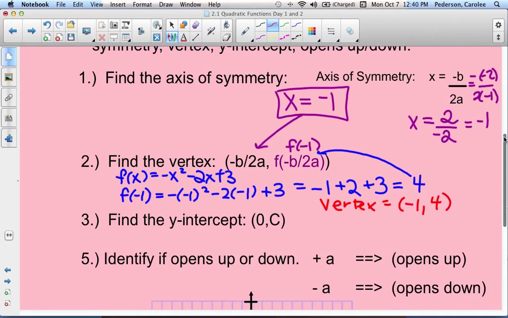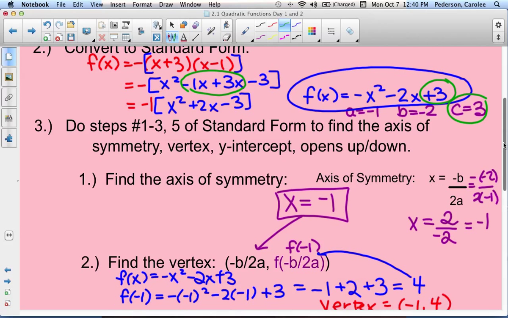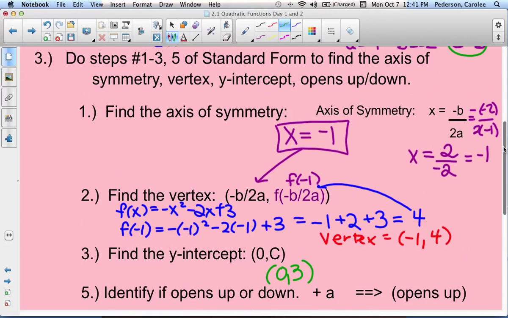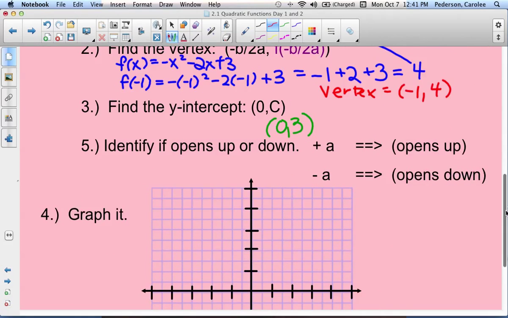Our c value is our constant. So here's our c value. Our c value is 3. So our y-intercept is 0, 3. Does our graph open up or down? Let's go back up into our blue function here. Notice our a is negative 1. Negative, so that tells us our graph is going to open down this time.